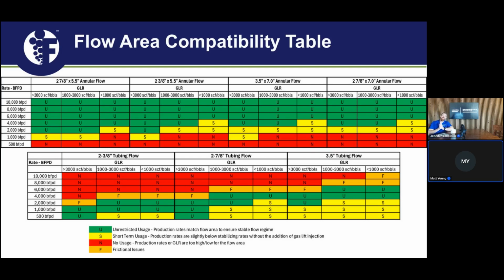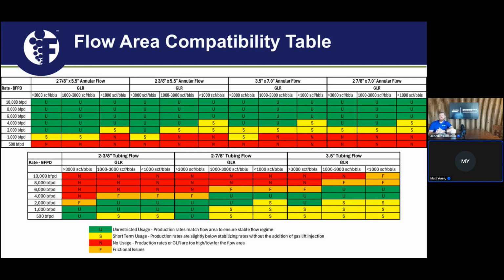Again, if we're wanting to maximize production, drive that flow and bottom hole pressure down as low as possible. So, when we deal with our annular flow cases, and again, this isn't all of them, this is just going to be the most common ones: 2 7/8 inside 5.5, 2 3/8 inside 5.5, 3.5 inside 7-inch, and of course 2 7/8 inside 7-inch, kind of your most common annular flow applications.